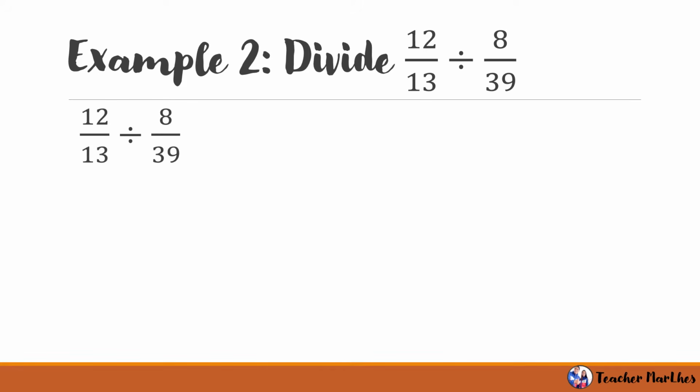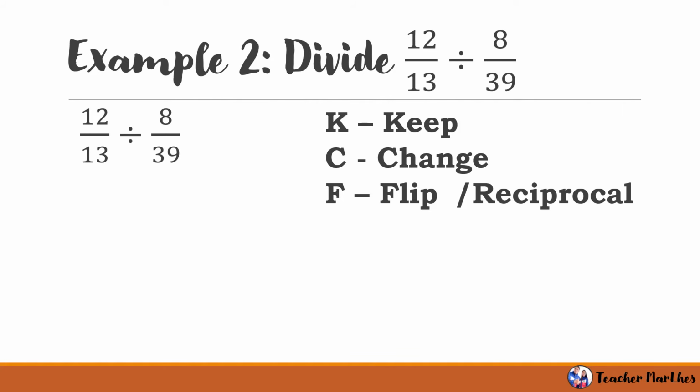Another example, divide 12/13 and 8/39. So again, we will follow the 3 steps. We have keep, change, and then flip. So first is to keep the dividend. So we have 12/13. Then change the operation to multiplication and flip the divisor. So yung 8/39 magiging siyang 39/8. So reciprocal niya. Then proceed to multiplication.